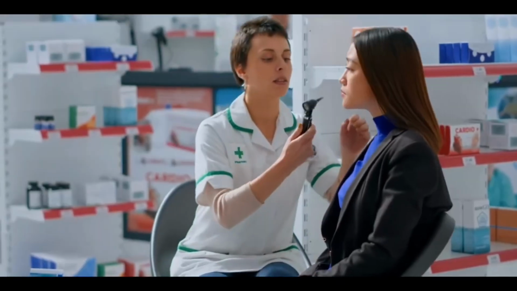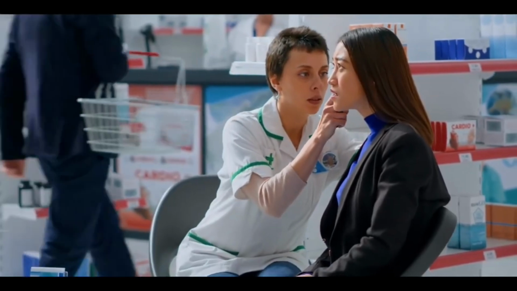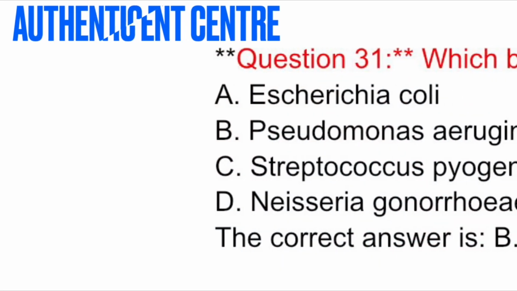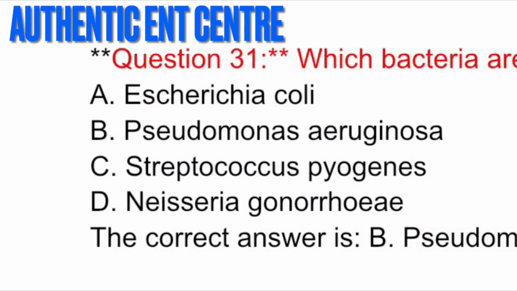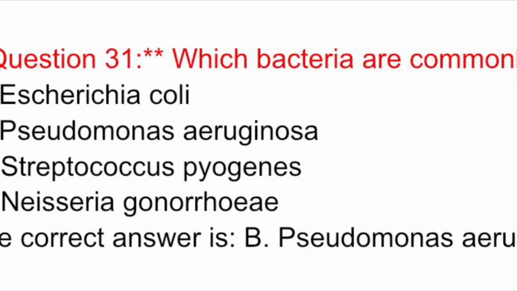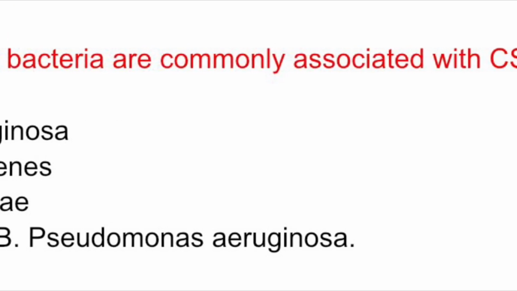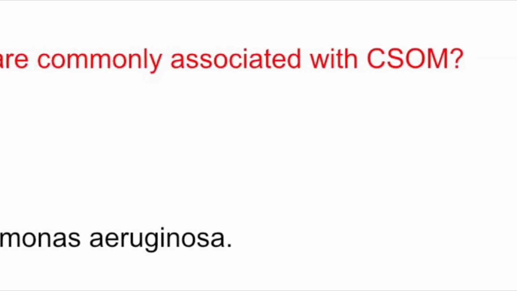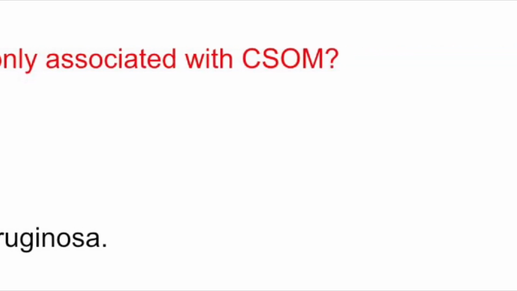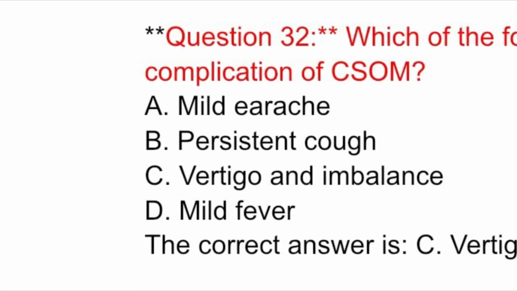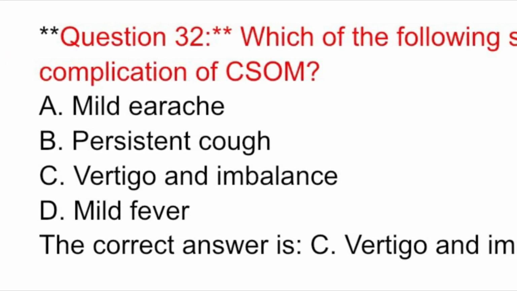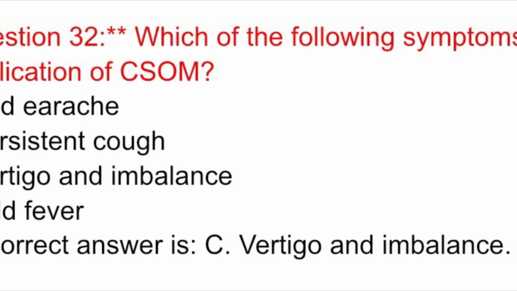Continuing with more MCQs on chronic suppurative otitis media. Question 31. Which bacteria are commonly associated with CSOM? A. Escherichia coli. B. Pseudomonas aeruginosa. C. Streptococcus pyogenes. D. Neisseria gonorrhoeae. The correct answer is B. Pseudomonas aeruginosa.